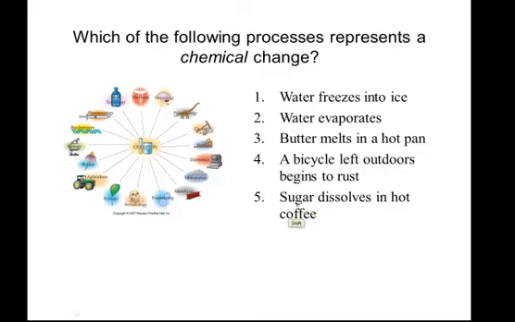Sugar dissolves in hot coffee. Well, in that case, all I have to do is let it evaporate and I could get the sugar back out. But the bicycle rusting is the one that's chemical because it made it into something new and different and I can't go back.